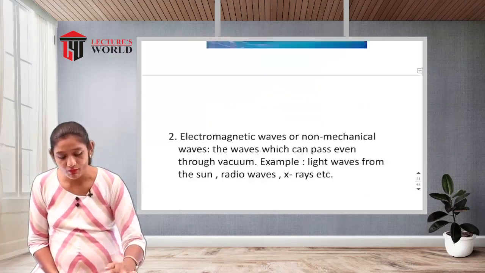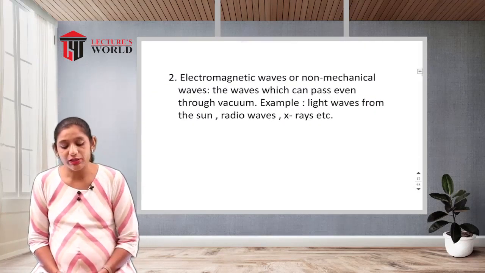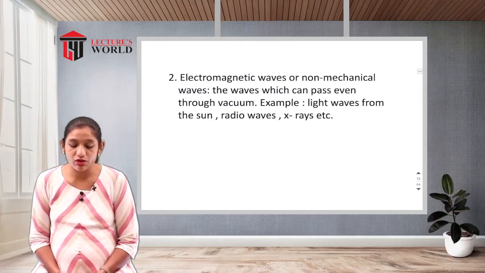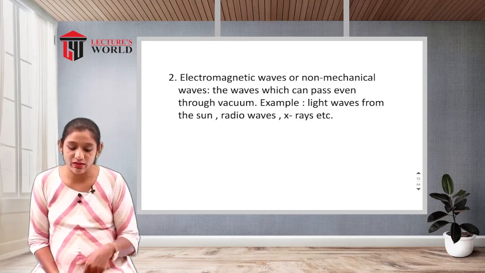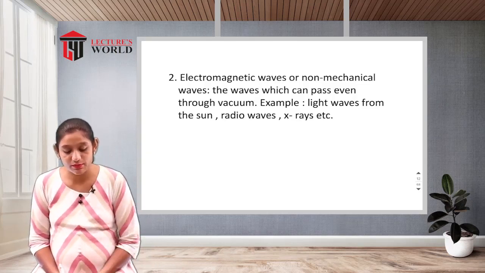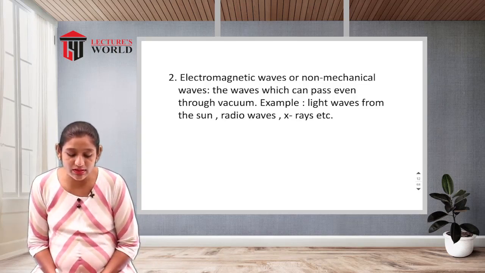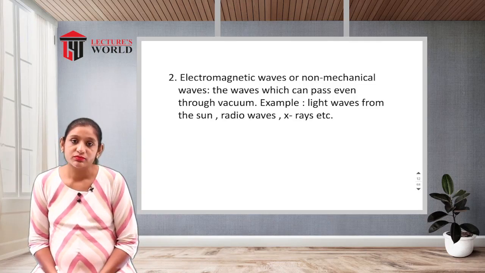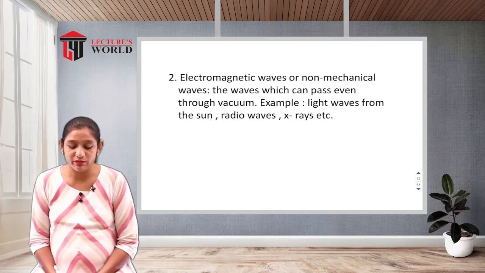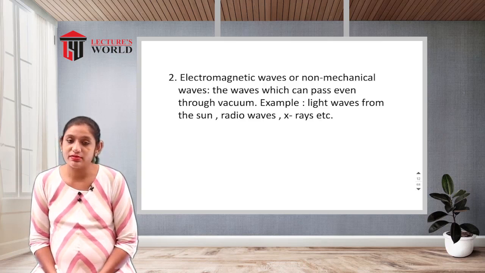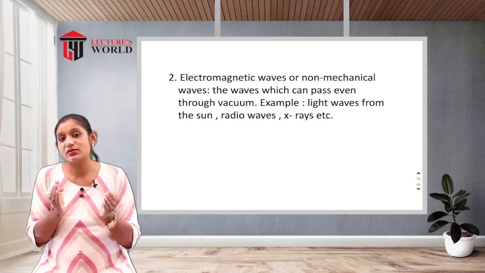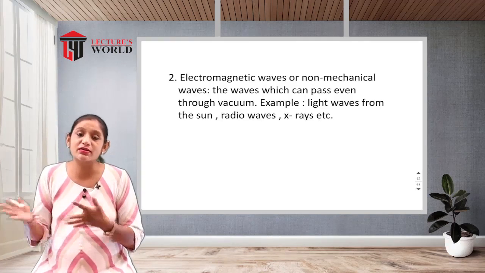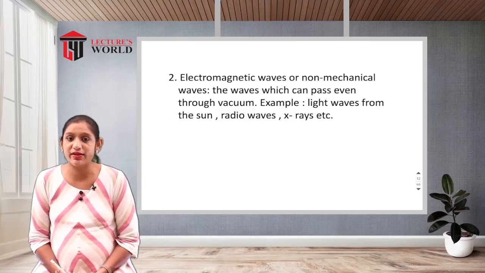Next one, electromagnetic waves or non-mechanical waves. Second one, electromagnetic waves, or non-mechanical waves. These are waves which can pass even through a vacuum. Example, light waves from the sun, radio waves, X-rays, etc. What are electromagnetic waves? One source's energy is transferred by another factor. This is called electromagnetic.